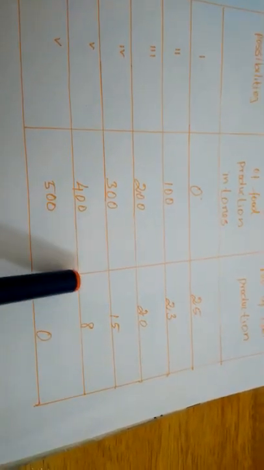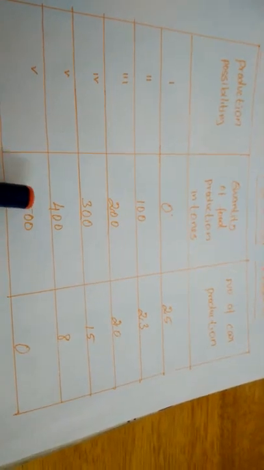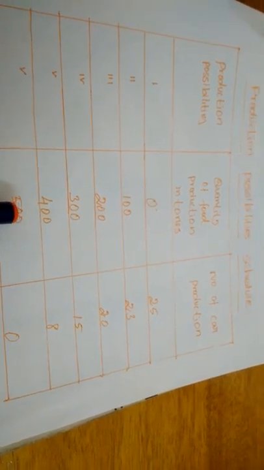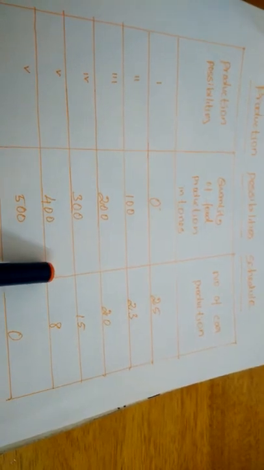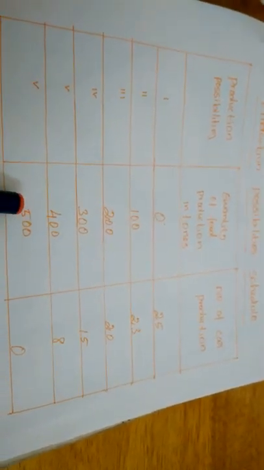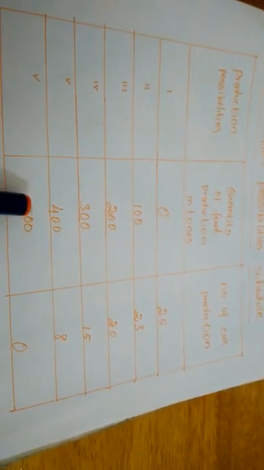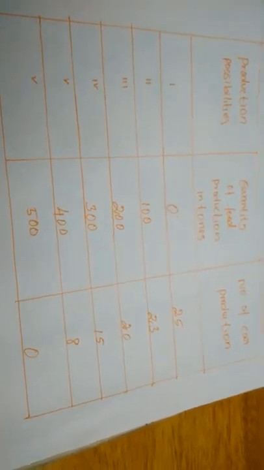Okay, so we must reduce. Otherwise, if we are producing only 500 units of food, we can't produce any cars. In this case, only the poor people will have more satisfaction, because by using the resources only for food, we can produce only food, right?